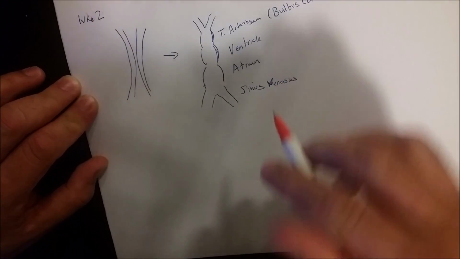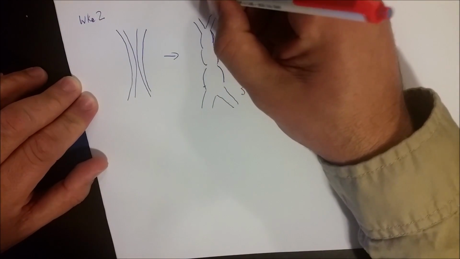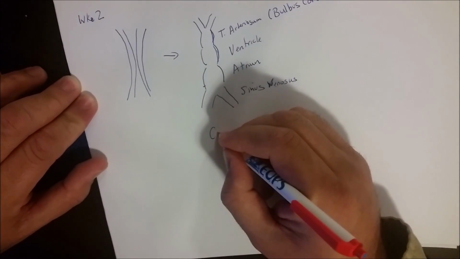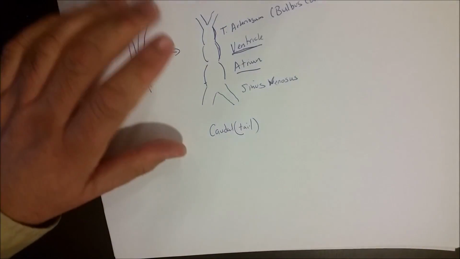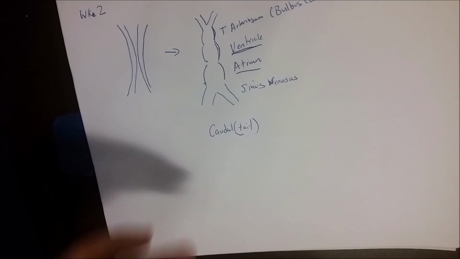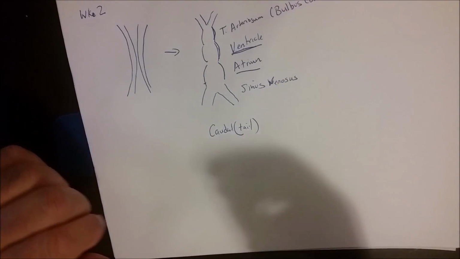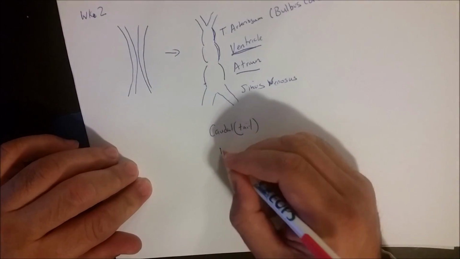It's really important to realize that the head area is here, which we're going to call the cranial end. And down here we have the caudal end. So we have the head and tail. It seems that something is off because I'm showing the ventricle above the atrium, and that's going to change itself pretty soon. So this is week 2. This here is week 3.